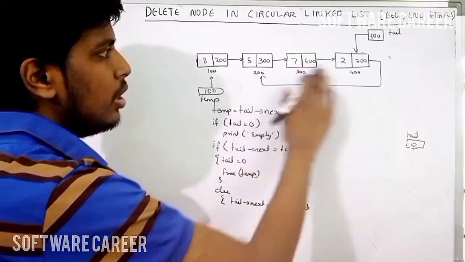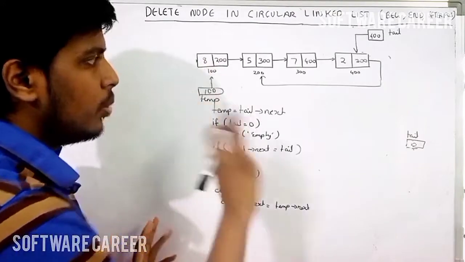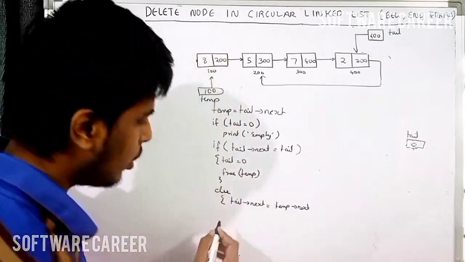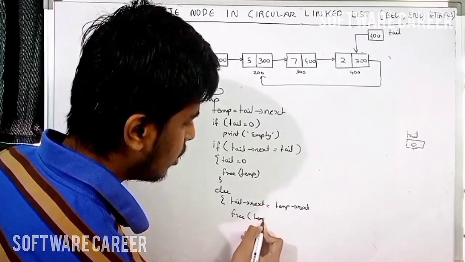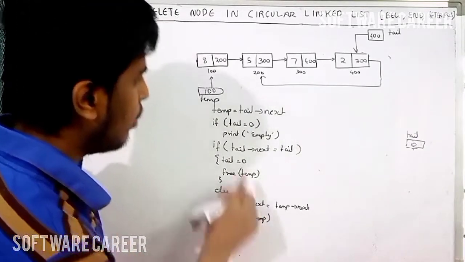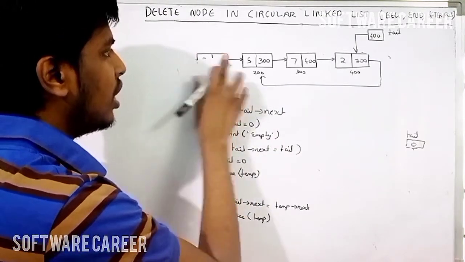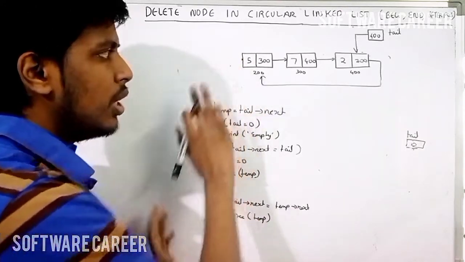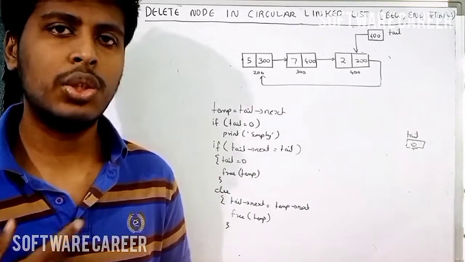Now there are only 3 nodes in the linked list. Now this first node is not part of the linked list. But now you should remove this from the memory. So how to remove? See here. Free temp. Now temp is 100. So you can remove the node which has address 100. So you have removed this node at the beginning. This is how you should remove a node from the beginning of a circular linked list.